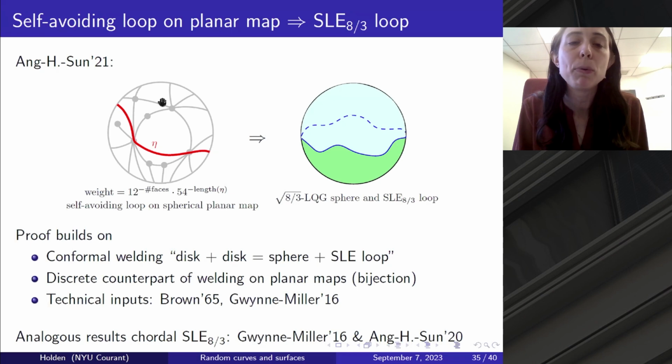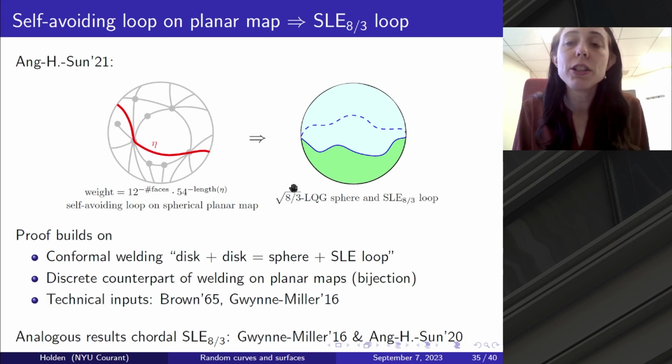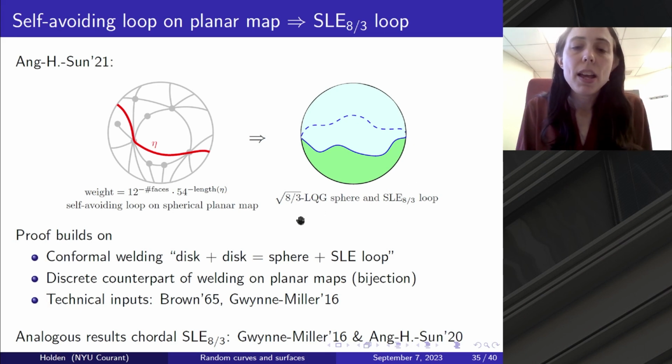One can consider a planar map with a uniformly random self-avoiding loop, so that if one conditions on the length of the loop, then all possible realizations of the loop have the same probability. And one can argue that this loop is converging to the SLE 8/3 loop in a certain sense. This is a loop version of the result, but earlier corresponding results were proven in these works.